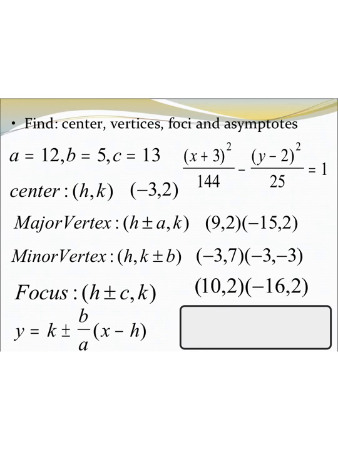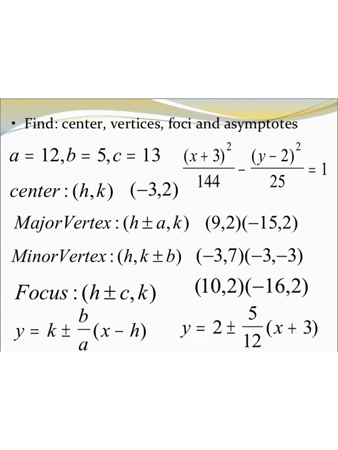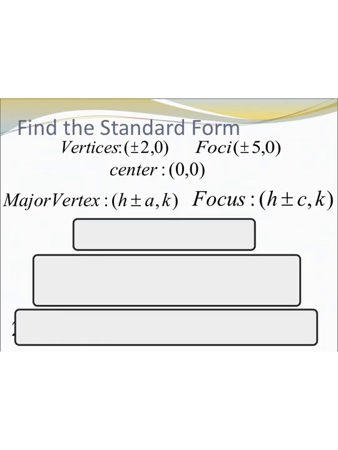For your focus points, we'll have 10, 2, negative 16, 2. And then for our asymptotes, we're going to have y is equal to 2 plus or minus 5 over 12 times x plus 3. We're going to go the opposite direction now, giving you information such as the vertices, the foci, and the center. We're going to use that to help us find the standard form.